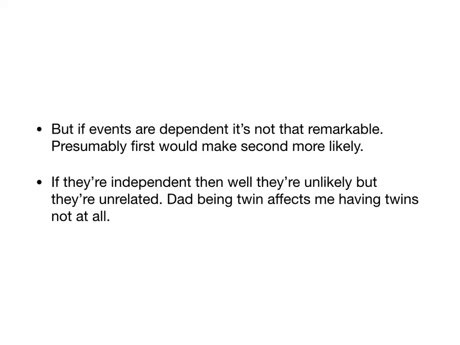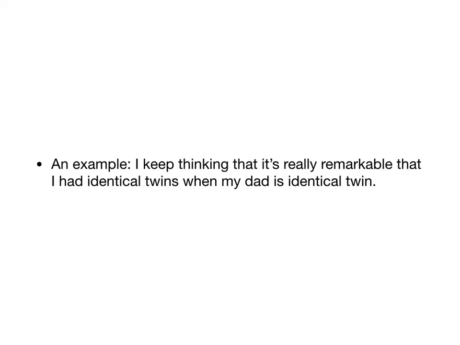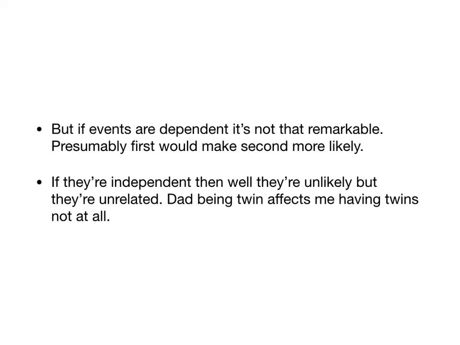Here's where the mistake is, though, right? Look. I seem to be thinking that there's some connection between my dad being an identical twin and my own children being identical twins. But that would make it a dependent event, when I know it's not. But if it were a dependent event, it wouldn't be that remarkable, right? The fact my dad is a twin would make it much more likely I would have twins, right? So when I think that there's some sort of link between the two, I'm thinking they're dependent events, right? But when I think it's unlikely, I'm acting like they're independent events, right?